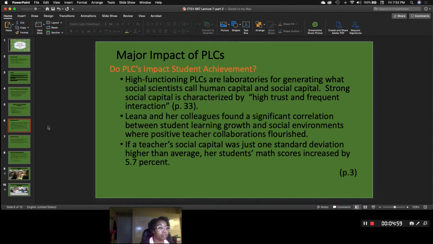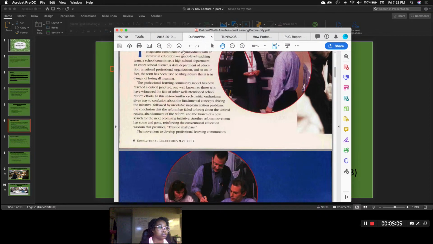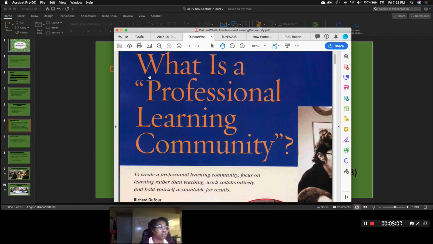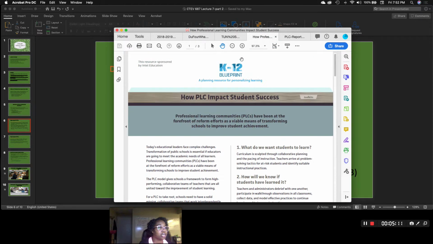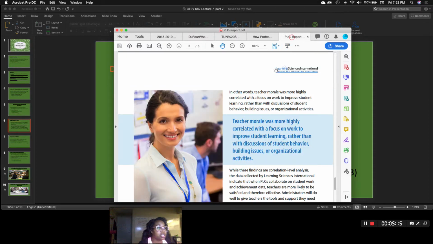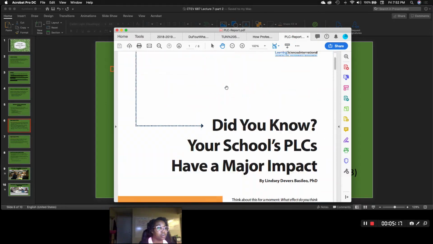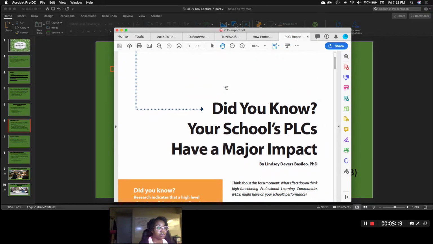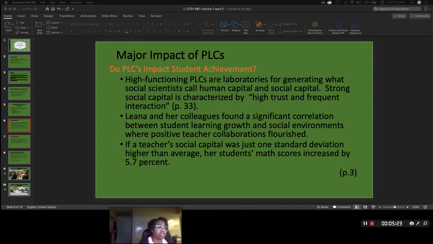So the first major impacts of PLCs. And let me just bring over the readings really quickly so you see them. So here's the first one. What is a professional learning community? The next one is how PLC impacts student success. And then here's the last one. Did you know your school's PLCs have a major impact? Which I believe that they do when they are done well. So this is the reading that we're going over now.